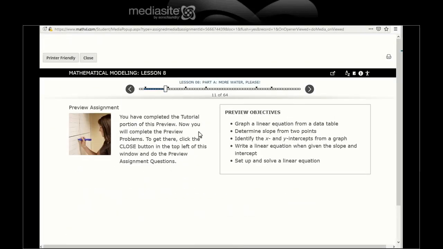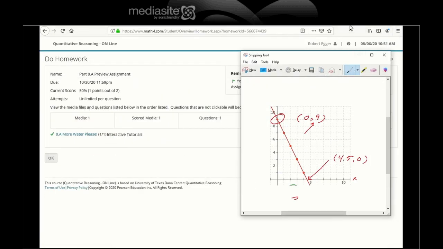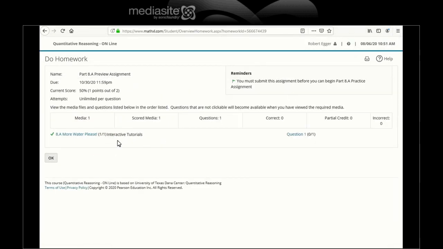Okay, so what we've done, we've completed how to graph from a table, how to get slope from 2 points, identify x and y intercepts, write a linear equation, and set up and solve a linear equation. So with that being done, we have completed the 8A interactive tutorial. So I'll close out this file.